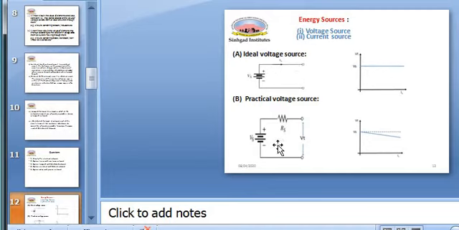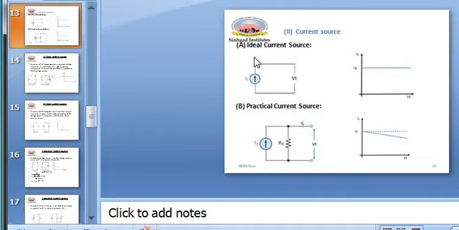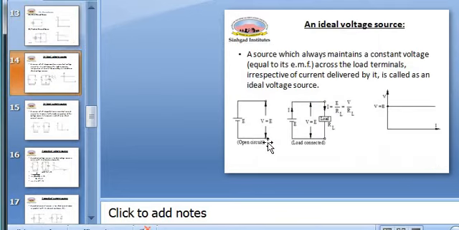Right? What is a practical voltage source? There will be input, there will be output, but the output will differ from the input. Are you getting? This is ideal voltage source, this is practical voltage source. We are going to see in brief. Next is current source. Ideal current source, practical current source. Again the same. The input current and the output current. When the input current is the same as the output current, such a source is called an ideal current source. When the output current is different than the input current, such a source is called a practical current source.